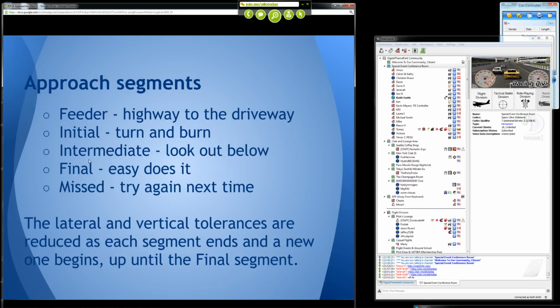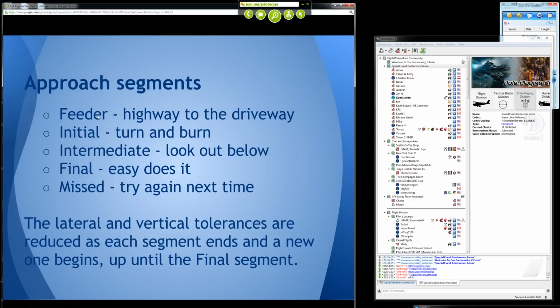Final approach segment is the last segment you fly before you land, hopefully, and throughout these segments, the lateral and vertical tolerances that you're afforded are reduced as each segment ends and a new one begins. So it means exactly that. Things are going to get tighter. So essentially, picture this as a tunnel that you're flying through. The walls are going to be getting closer and closer all around you, and eventually the tunnel is fairly narrow. What that means is if you stray outside of the tunnel, you could hit something.